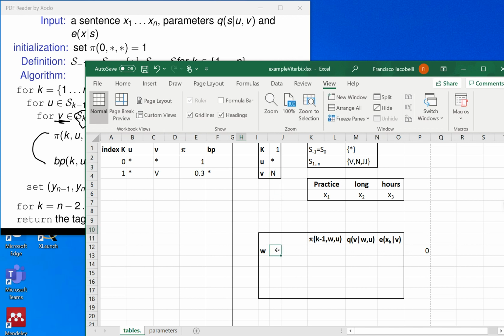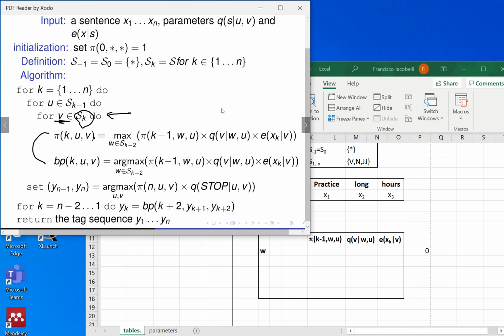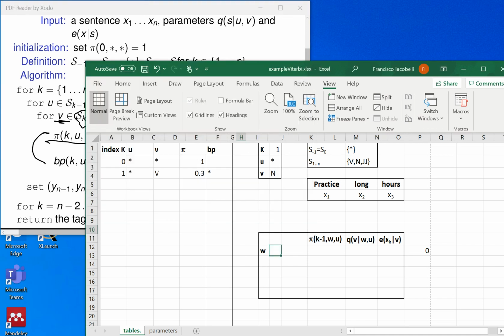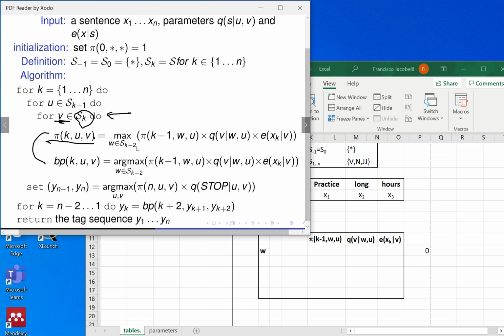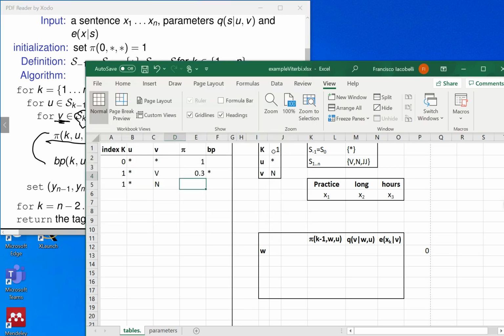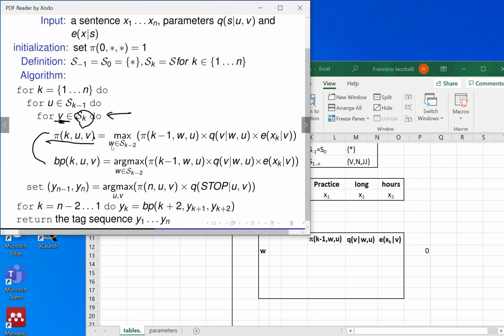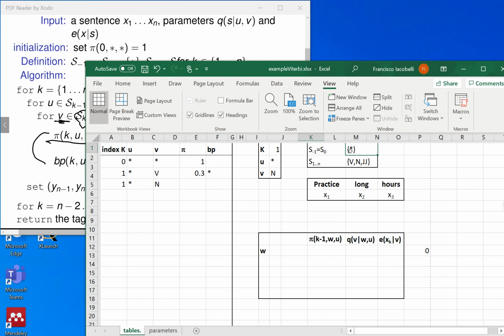And we go inside the for loop here, this pi and BP computation. We're going to try to compute the pi of k, u, v again. What is k, u, v? 1, star, N. That's the pi we're going to try to compute. W is going to loop through all the elements of S of k minus 2. K is 1, minus 2, that's negative 1. So W is going to loop through all the elements of S of negative 1, which is basically one element. So we're going to have a star.